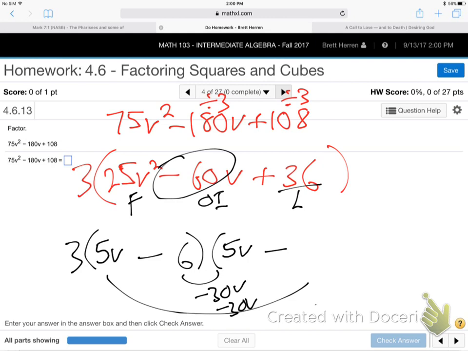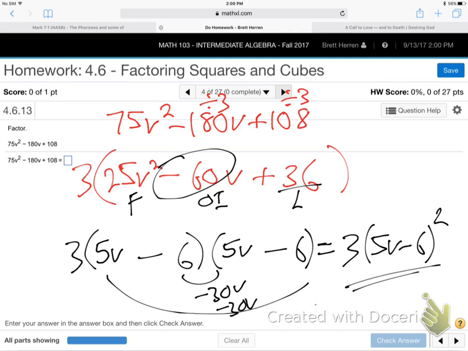Let me move this over. So that is 3 times (5v minus 6) quantity squared. Are we good? These easy? Questions I can answer? All right, I'm going to keep moving.